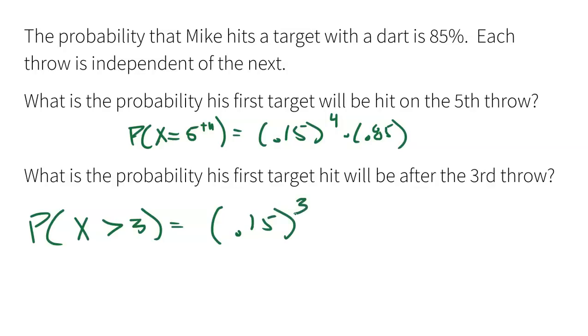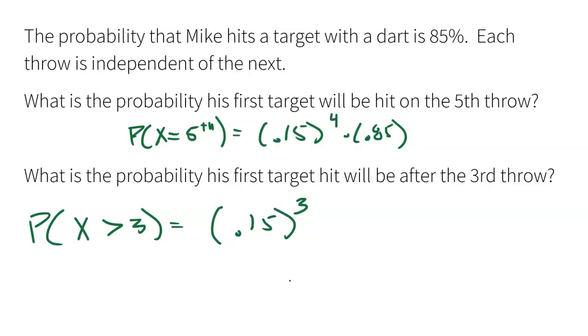That's it. That's all I got to do to figure this out. The first 3 have to all be failures, because I want his first success to be after the 3rd. But when? The 4th, the 5th, the 6th, the 7th, the 8th? I don't care. All I know is the first 3 have to all be failures. So that's how easy it is to answer that question. I don't even need a success, because I don't care. I just need the first 3 to be failures. All right, so hopefully that makes sense.